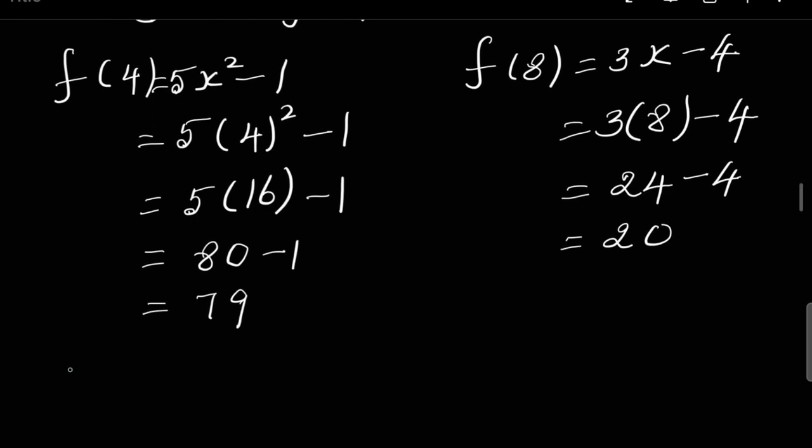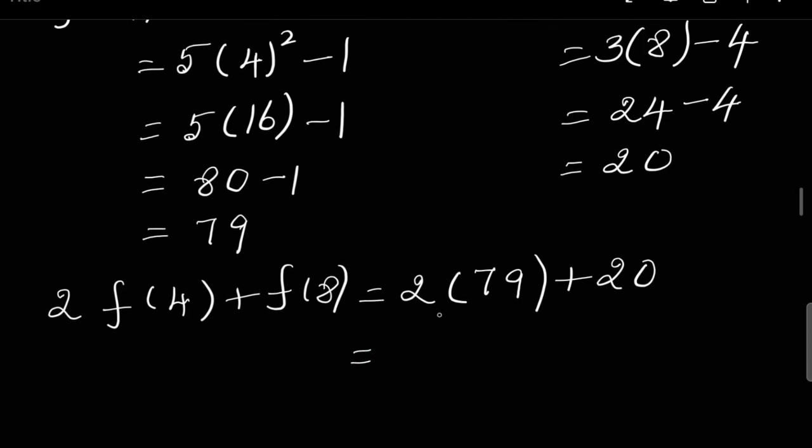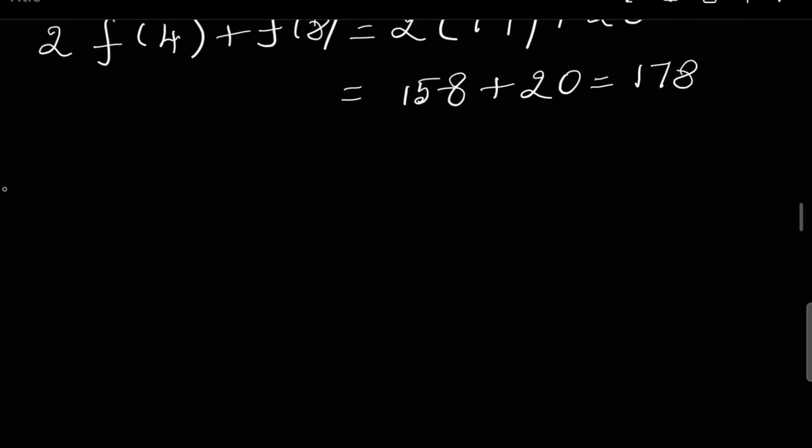So now the question is 2 into f of 4 plus f of 8. That is 2 times f of 4 value is 79, plus f of 8 is 20. So multiply this 79 by 2. 9 2s are 18, carry over 1. 7 2s are 14, 15. Plus 20. So that is equal to 178. Next question.